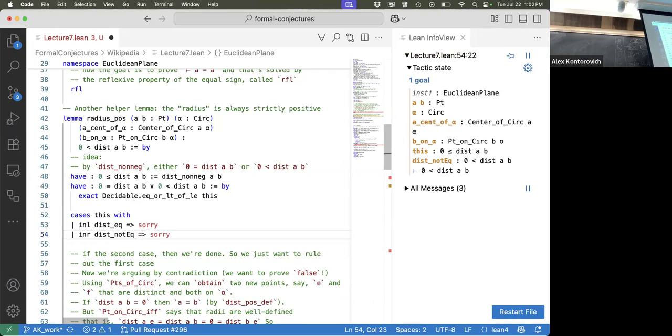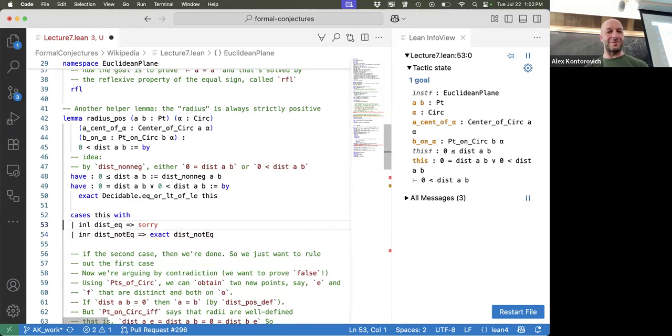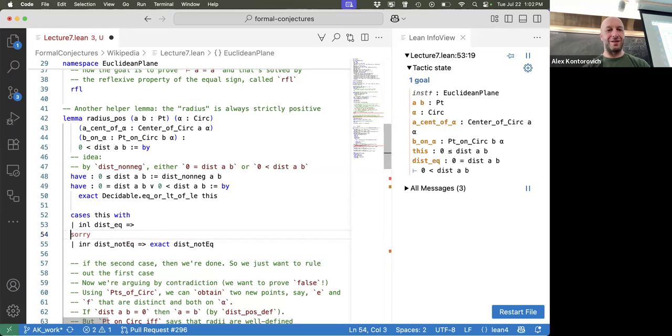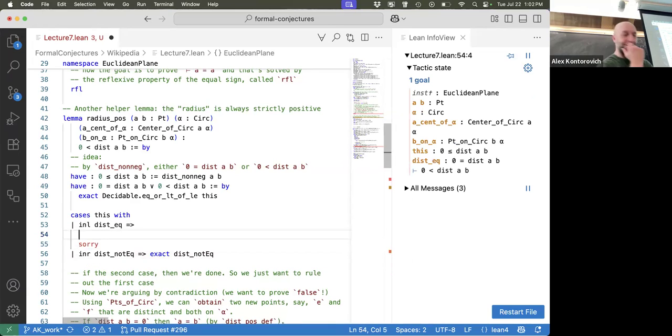What are we trying to prove? The same exact thing. So exact this not equal will solve that goal. So instead of a sorry here, I'll just say exact dist_not_eq. Okay. How about the other one? So this is the one where we have to actually do some work. So instead of a sorry, let's get into it.